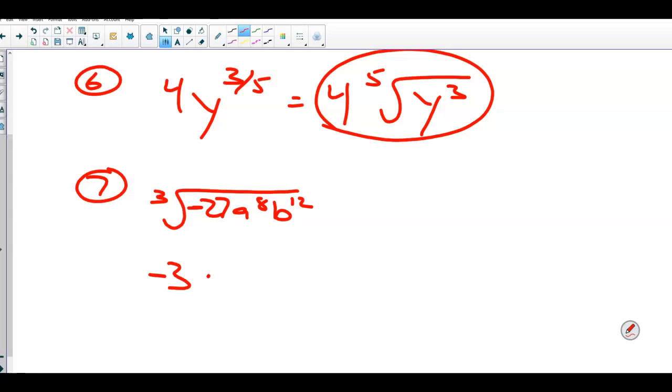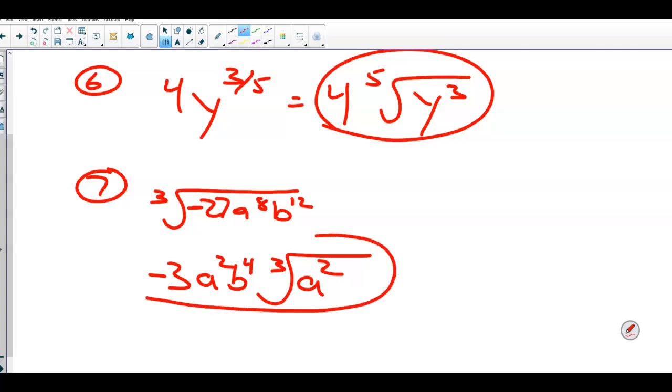8 divided by 3 is 2. Remainder 2. So an a squared on the outside, an a squared on the inside. 12 divided by 3 is just 4 with no remainder. If there's no remainder, that variable doesn't go back in the radical. We can take it completely out. b to the 12th, the cube root of it is just b to the 4th. And this is my answer.